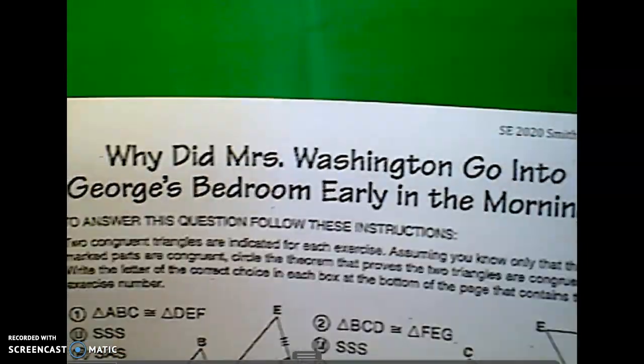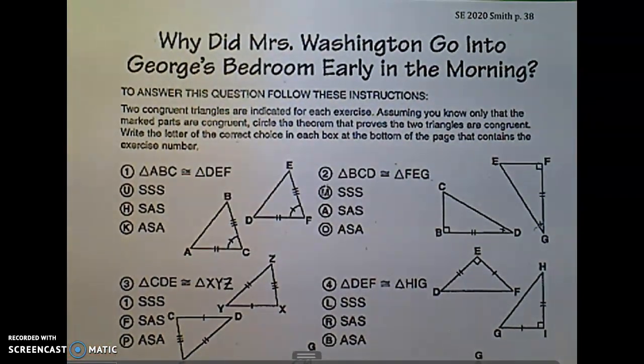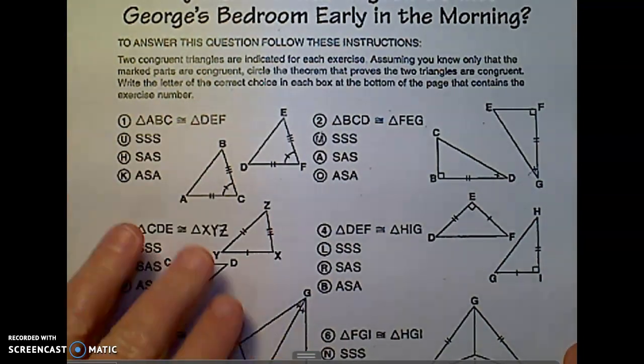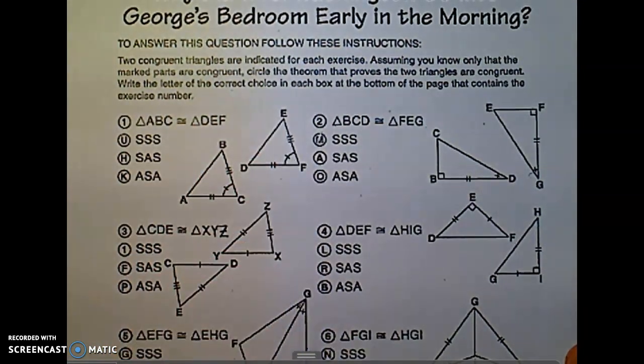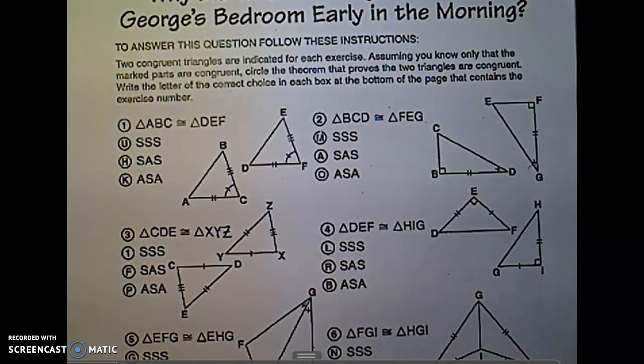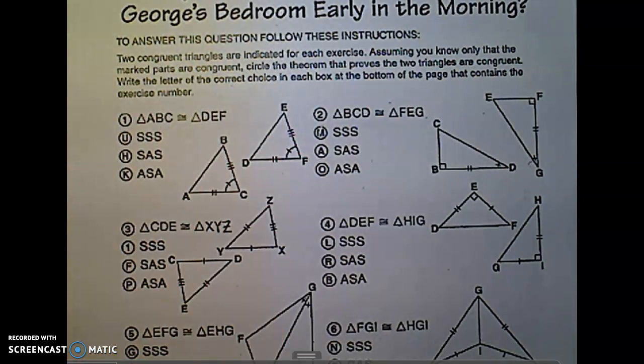On page 38, another puzzle in a very similar way. Why did Mrs. Washington go into George's bedroom early in the morning? In each case, there are 8 problems here. We have 8 sets of congruent triangles. And you have to assume that you know what's marked as congruent. And then you figure out what triangle theorem it is.